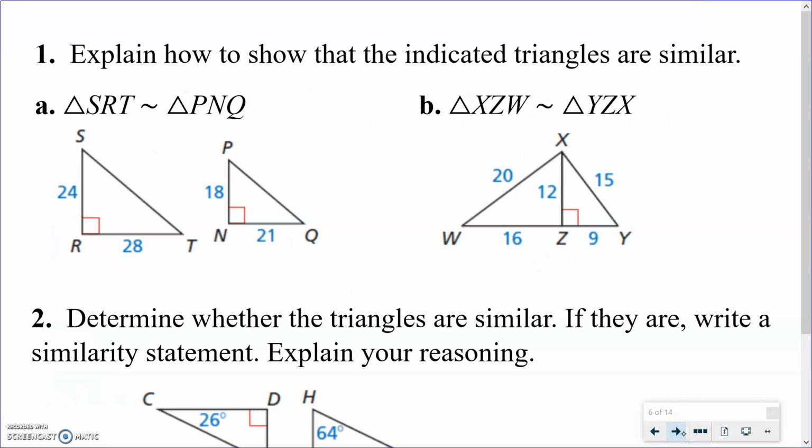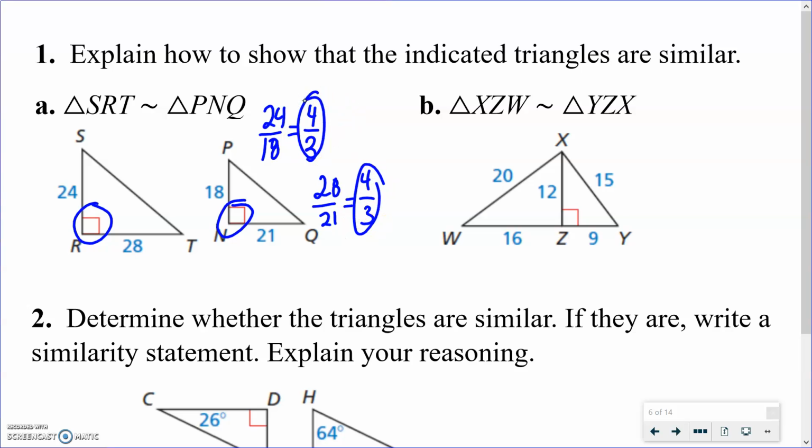Looking at these triangles, we're going to talk about the ways you can prove they're similar. This first set of triangles, SRT and PNQ, I have two sides labeled on both and the angle in between I know is the same. So I'm going to use side-angle-side similarity. I could do that by saying 24 over 18, both divisible by 6, so 4/3. And then 28 over 21, both divisible by 7, also 4/3. So these two triangles are similar by side-angle-side similarity.